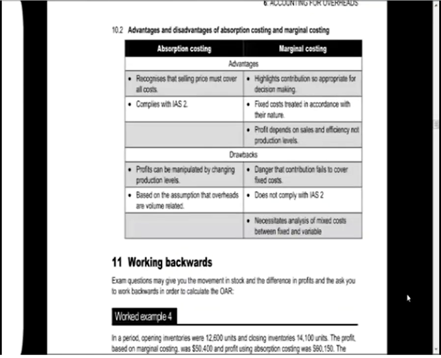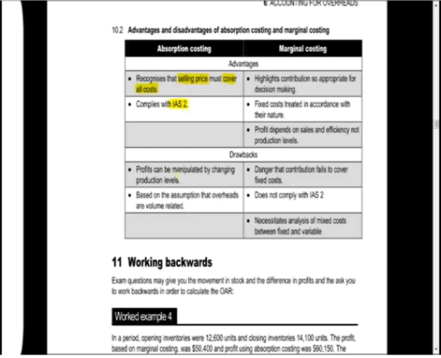So the advantages then of absorption costing and marginal costing are summarised here together. First of all, let's take absorption costing. It recognises that your selling price has got to cover all of your costs. So you can't just cover the materials and labour and other direct expenses in the short term. You need to also in the long term cover your fixed overheads. It also complies with IAS 2 for inventory valuations.